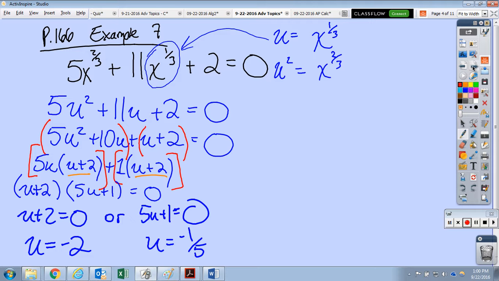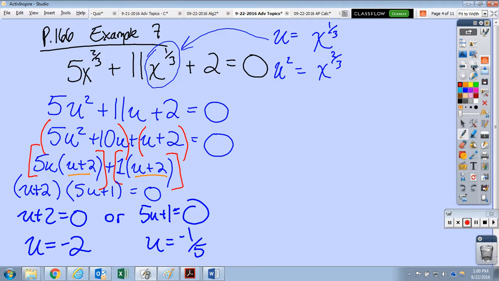And then from here, this was just a review of, I guess, the AC method. But there's all kinds of methods that you might learn depending on the way you were taught. I don't care what method you use, as long as you can get to this line here. I'm fine with whatever you use. Here, I happen to use the AC method, where we ask what factors of 10, 5 times 2, add together to give me 11, and that was 10 and 1. So I just broke up 11u as 10u plus u.